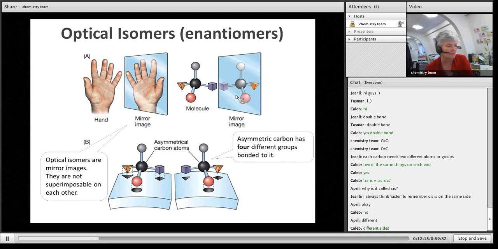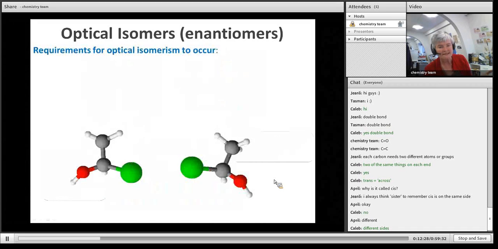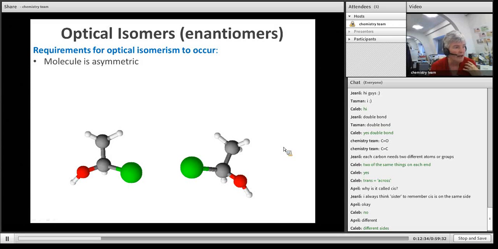Okay, so here I've tried to show that there's a square shape and it won't fit on the triangle, but the triangle will fit into the triangle. So you can't superimpose it. So, the condition: you need an asymmetric molecule. And what we look for is a carbon atom, which we call a chiral carbon, that handedness again. And a chiral carbon has got 4 different groups.